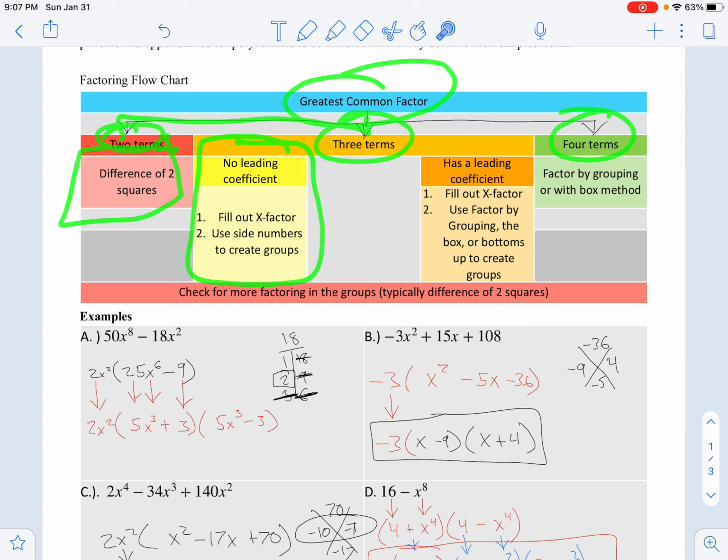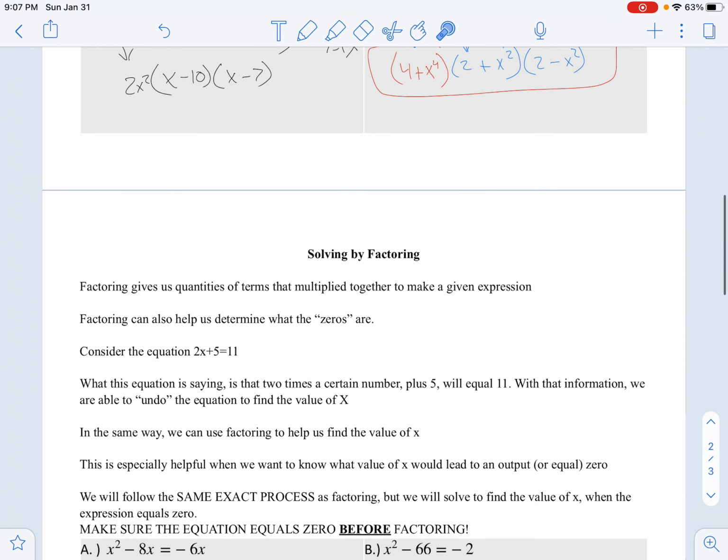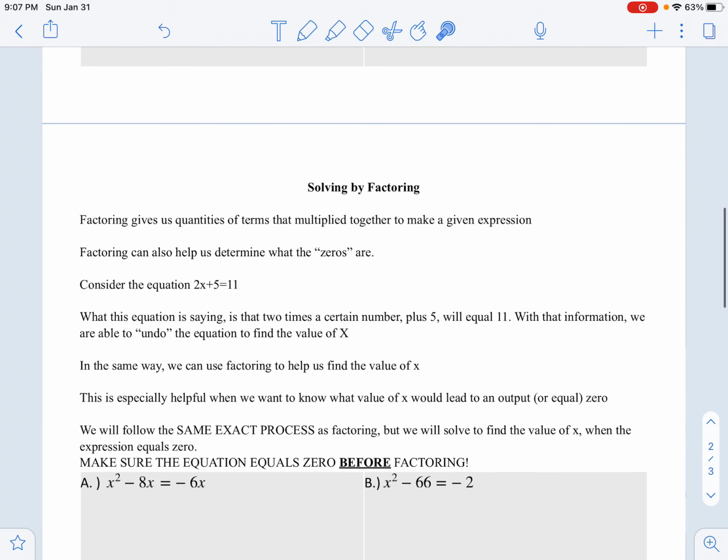So with 2 terms, difference of squares. With 3 terms, looking for our leading coefficient, if there's no leading coefficient or it has a leading coefficient, and then following through. And then for 4 terms, factoring by grouping. The second part we want to talk about today is solving by factoring.